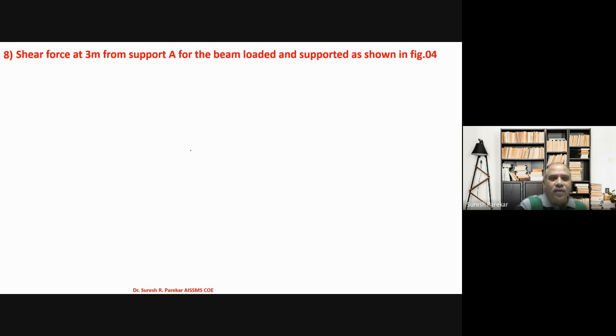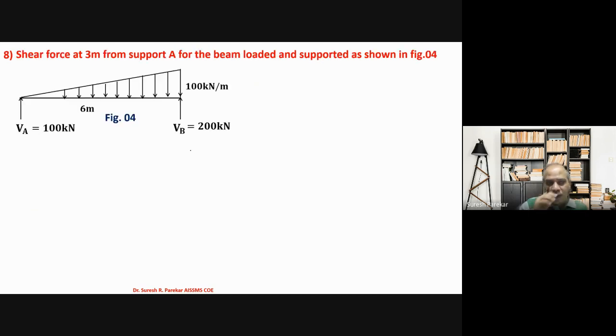Then we have shear force at 3 meter from support A. Now we have this as 100. So 3 meter, let us say we have 3 meter over here. And if we plot this, we will have it in this fashion. So this is y. This is 3 meters. We have this as 100 kilonewtons. And this is UVL. Now how will we find y? So this is 100, 6.